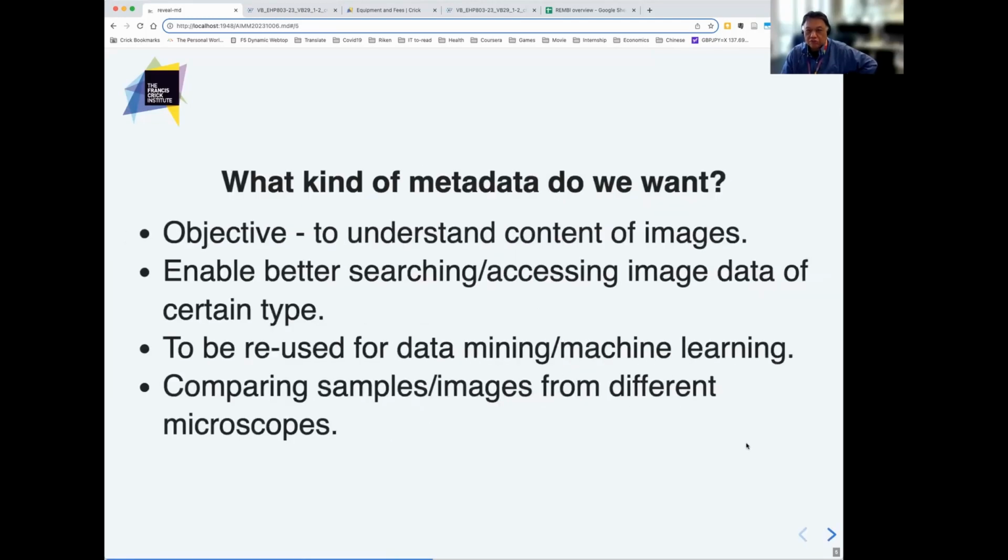So what do we want to do? What kind of metadata do we want? For us, our objective is to understand what the contents of the images are, so it enables better searching and accessing image data of a certain type. We can reuse them for data mining and machine learning. We can also compare samples and images from different microscopes, because we have different microscopes, so we can see which microscope provides a better solution.